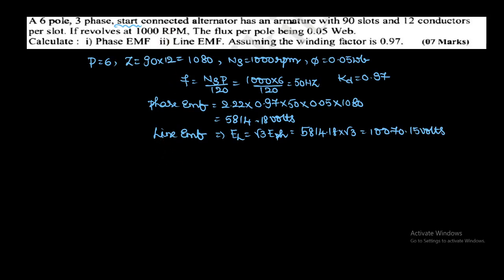Okay, see the next problem. This is the last problem we are going to see. A 12 pole, 500 rpm star connected alternator has 48 slots with 15 conductors per slot. The flux per pole is 0.02 webers. The winding factor is 0.97 and pitch factor is 0.98. So calculate the phase EMF and line EMF. The same model is also asked.